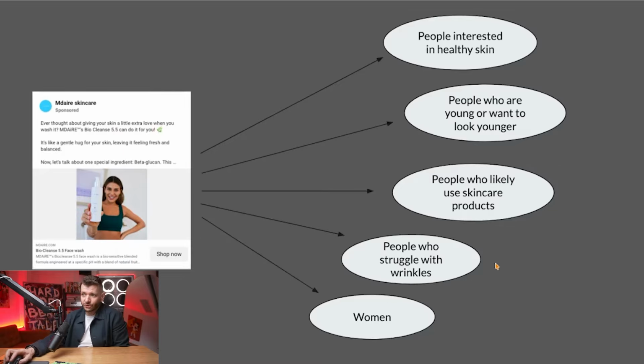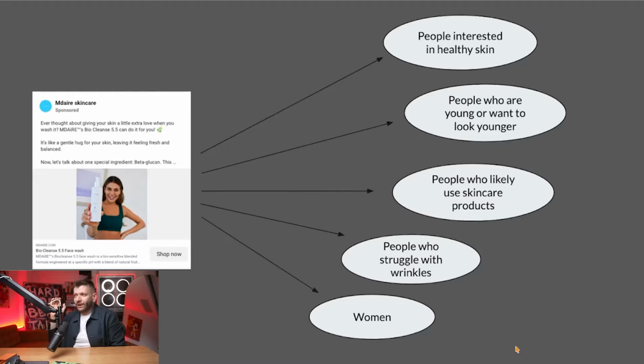It will also show your ads to people who struggle with wrinkles. Why wrinkles? Because the age of the person here is about 35, 40 years old, and Facebook understands that that kind of person might be interested in products that cure wrinkles, because that's the age when women start to care about wrinkles. And obviously it will go after women because there is a woman here. If you had a man, then it would probably show your ads to men. It will automatically detect that there is a man in the ad, and it will try to show your ad to other men.